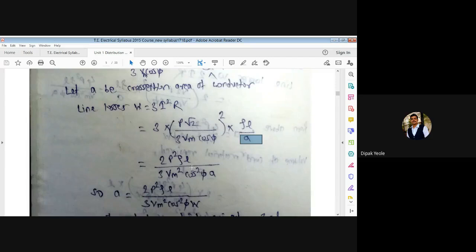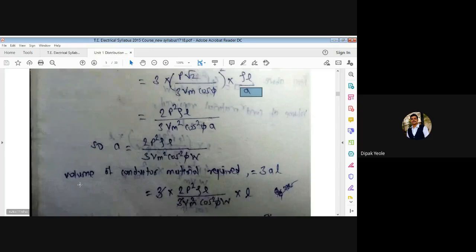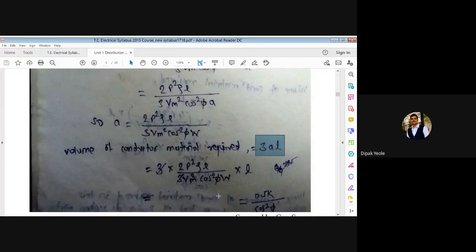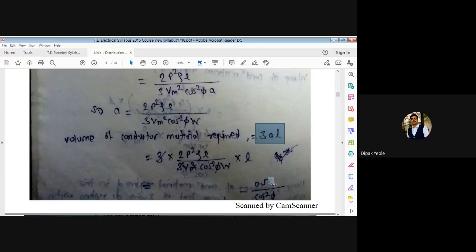While rearranging or reforming the equation, do not skip any term anywhere. It may take 2 minutes more, but your time will be saved. Okay. And this is the volume of conductor material required, 3 times AL. Put the value of A, put the value of L, and try to rearrange the term in terms of K. So it comes as 0.5 times K divided by cos square phi.